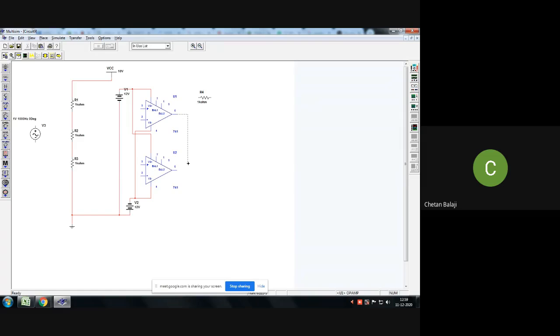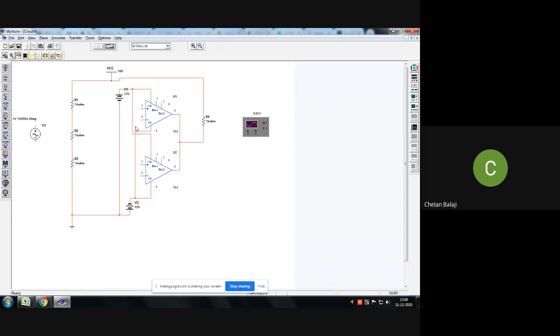Short both the outputs here, and rotate this clockwise. Give this to VCC. The other end will be given to the output. This will be taken across your output. I take one cathode ray oscilloscope, let it be as it is right now.